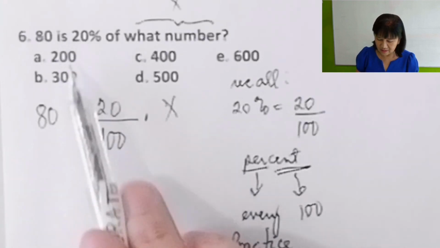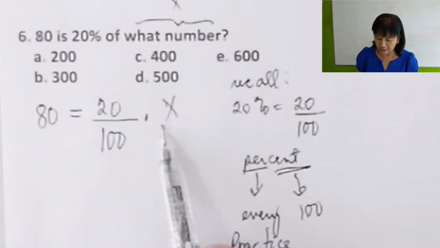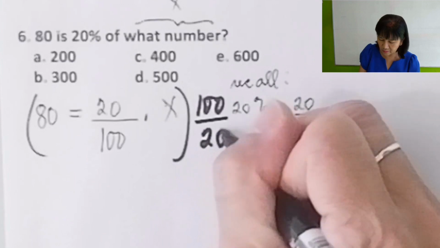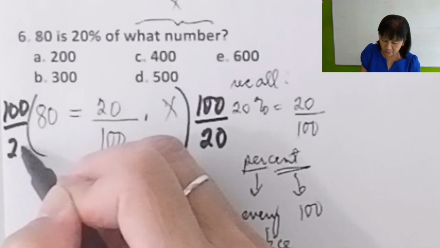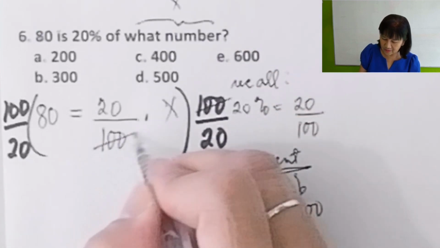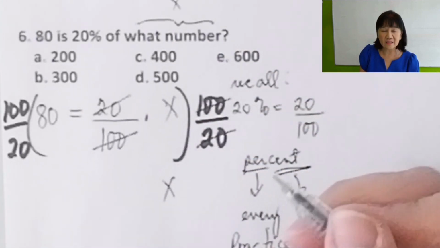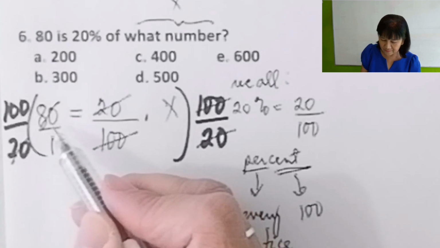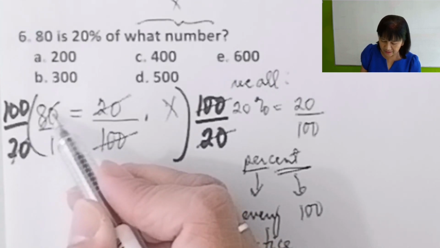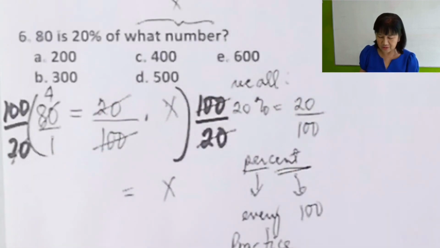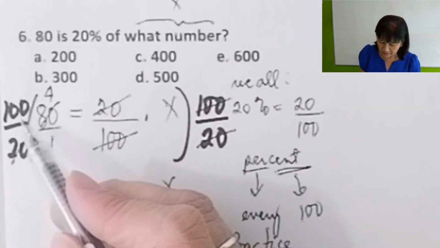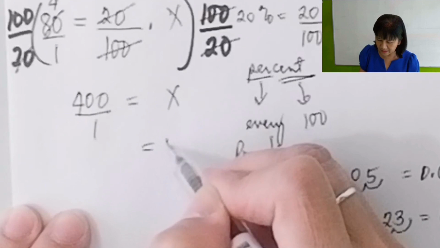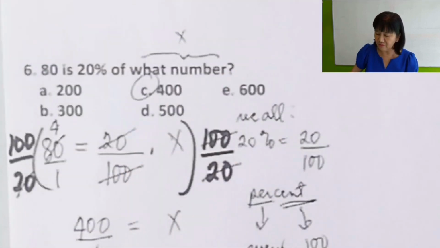Repeat, 80 equals 20%, 20 per 100 of what number? So in this case again, you have to isolate x, so multiply 100 over 20 to both sides. Now 100 cancels with 100, 20 cancels with 20, you're left with x equals, this is understood to be over 1, 80 divided by 20, which is just like 8 divided by 2, which is 4. Did you get that? Then, 100 times 4 is 400 over 1, which is simply 400. The correct answer is letter C, 400.